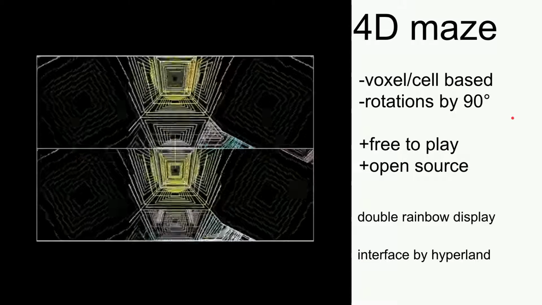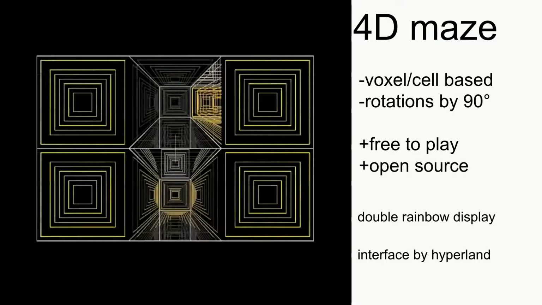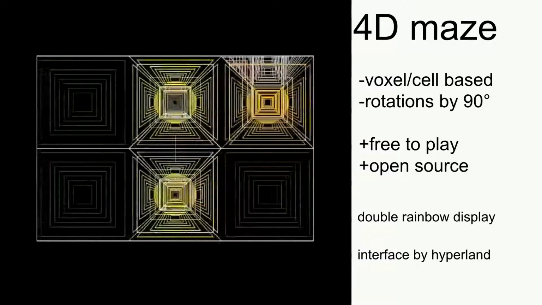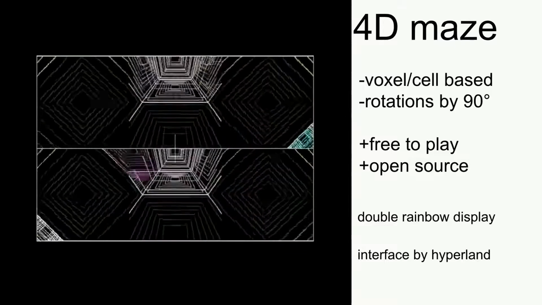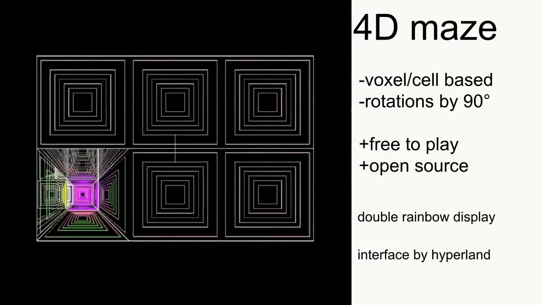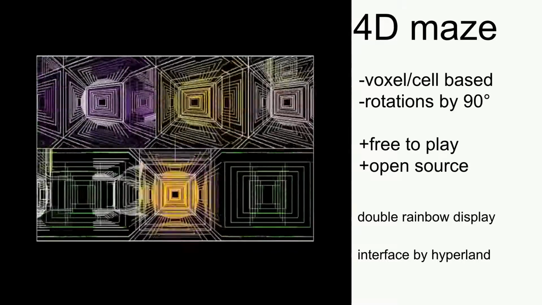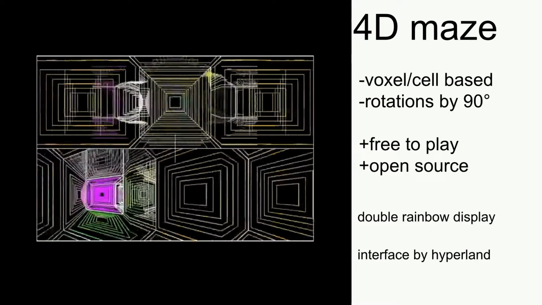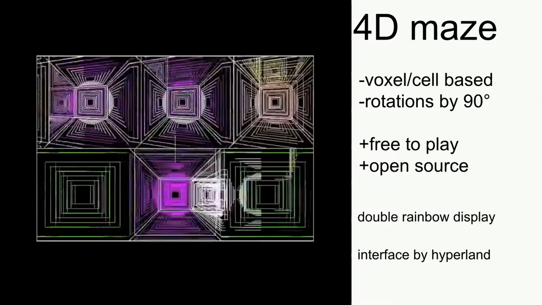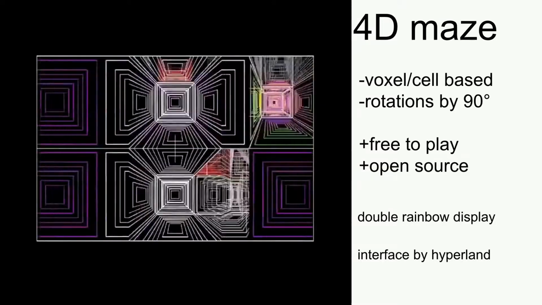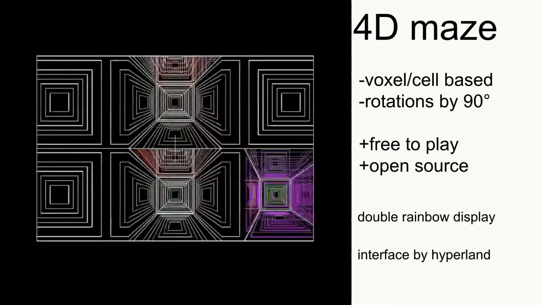A different approach to 4D gaming would be 4D Maze, which also has a voxel-based environment and also only allows for 90-degree rotation. But the double rainbow projection style features a completely different approach to visualizing a hypergeometric space, as each screen, the upper and the lower, always shows a perfect 3D projection of a 3D space, which is defined by dropping one of the 4 dimensions for each of these visualizations.